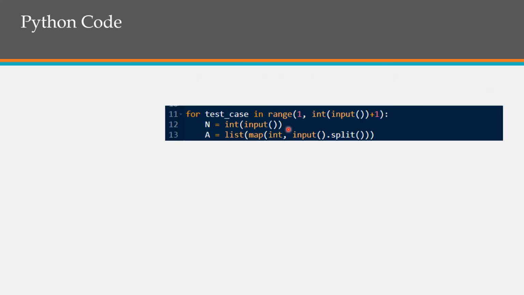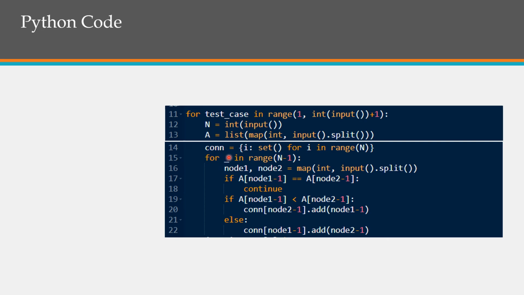So for every test case, read the number of junctions and their capacities. Let us save these capacities in list A, okay, and then create a dictionary for connections. Since the capacities are in a list and the index starts from 0, here also we'll start with i in range n, which is 0 to n minus 1, and let us keep a blank set for each of the n junctions initially.